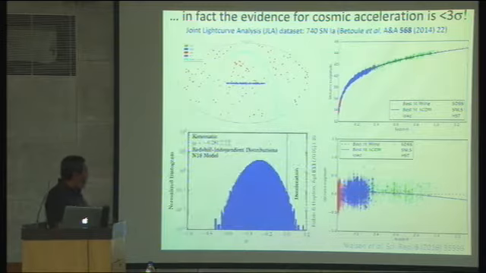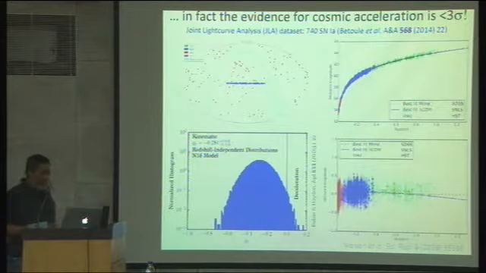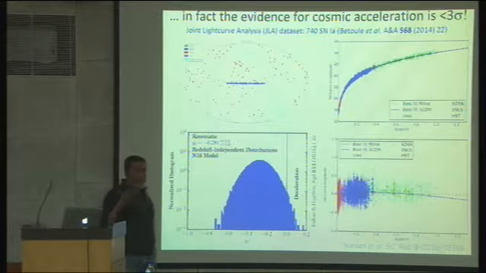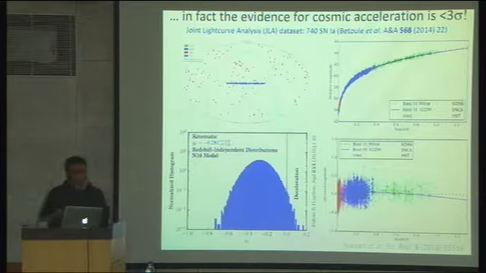In fact, it's better to look at q0. This is the value of q0 which follows from the 740 supernovae. The central value is negative, but there is a significant tail going on to positive values, and the probability that q0 is actually in this part rather than here is less than 3 sigma. So it is 99.7% certain that it is negative, but with a small probability it could be positive.